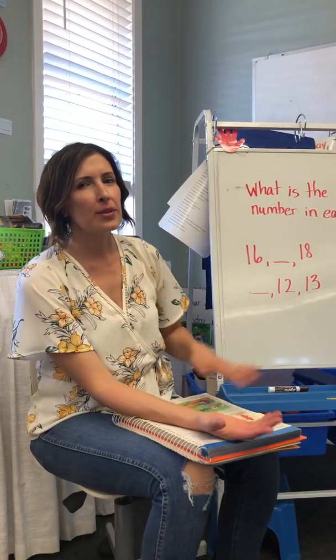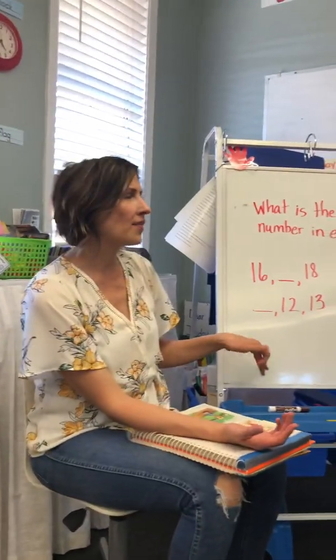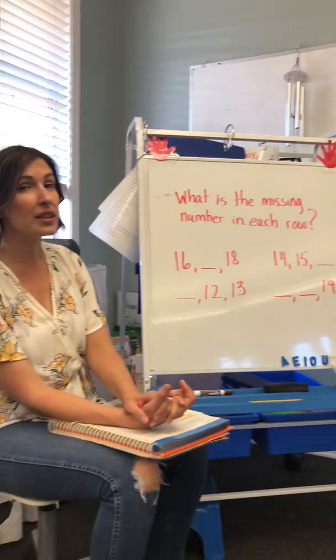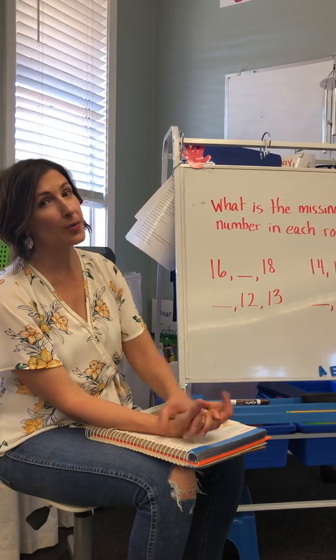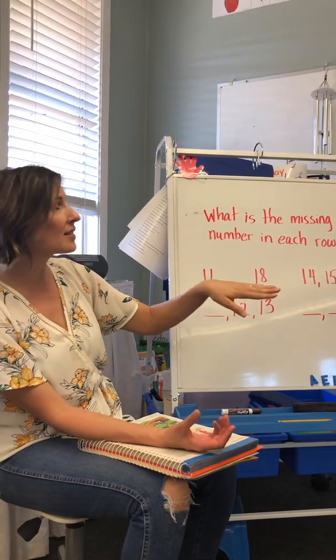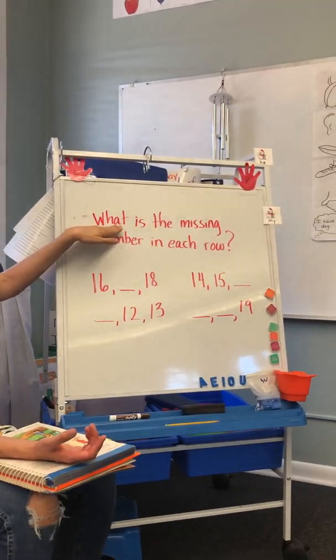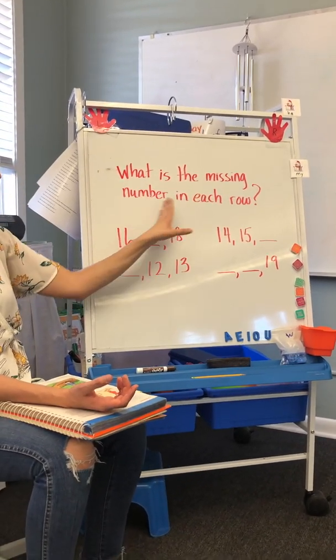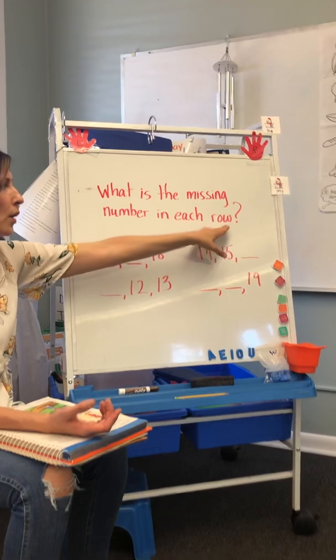So let's look over here at Miss Willette's whiteboard. I've got a problem of the day written over here. Maybe you can already read the sentence. Maybe you could help me out by helping me to read the sentence. Let's see. What is the missing number in each row?